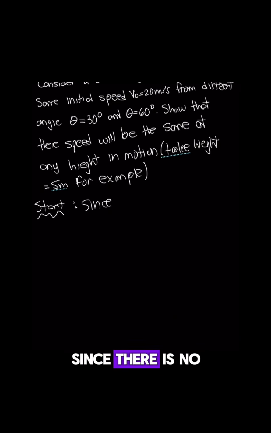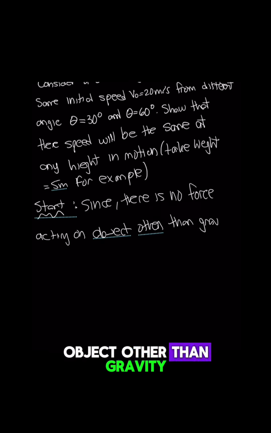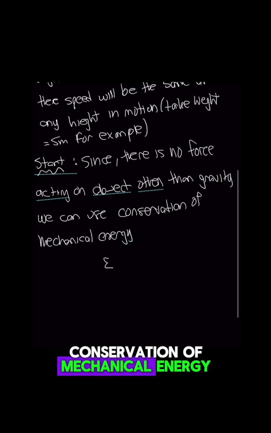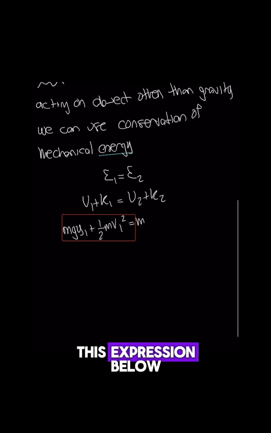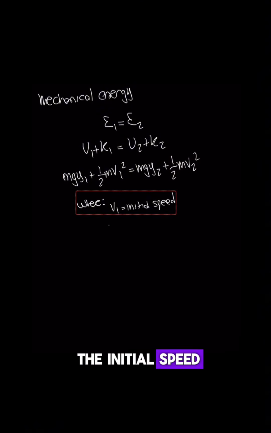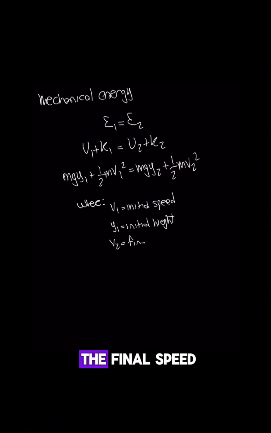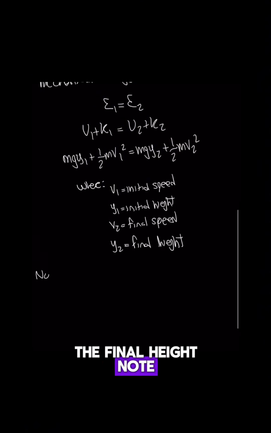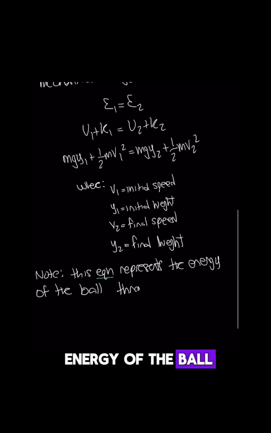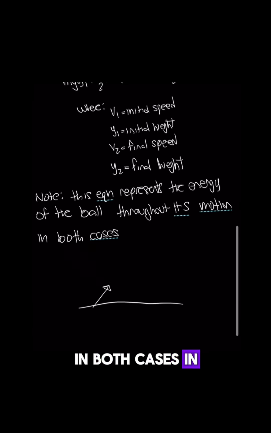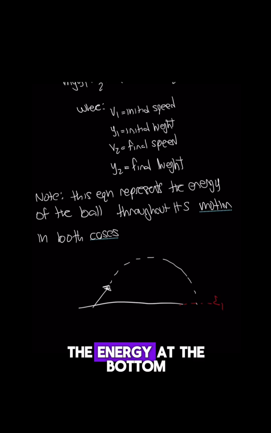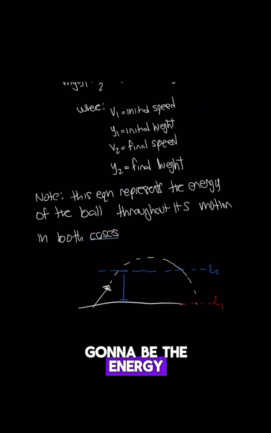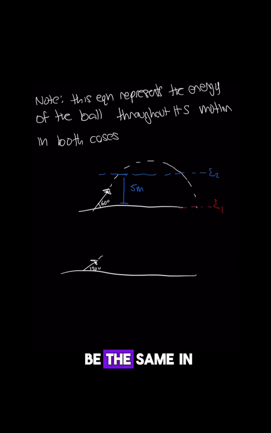To start, since there's no force acting on the object other than gravity, we can use the conservation of mechanical energy, which is given by this expression below, where V1 is the initial speed, Y1 is the initial height, V2 is the final speed, and Y2 is the final height. Note, this equation represents the energy of the ball throughout its motion in both cases. In the first case here, E1 is going to be the energy at the bottom, and E2 is going to be the energy at 5 meters. And this is going to be the same in the second case.